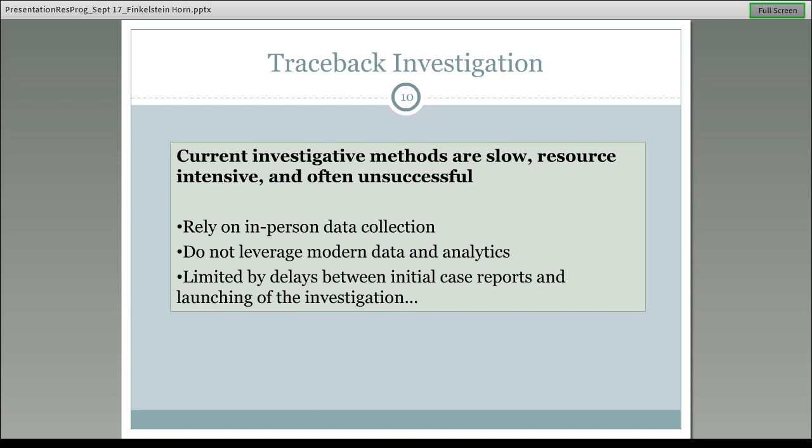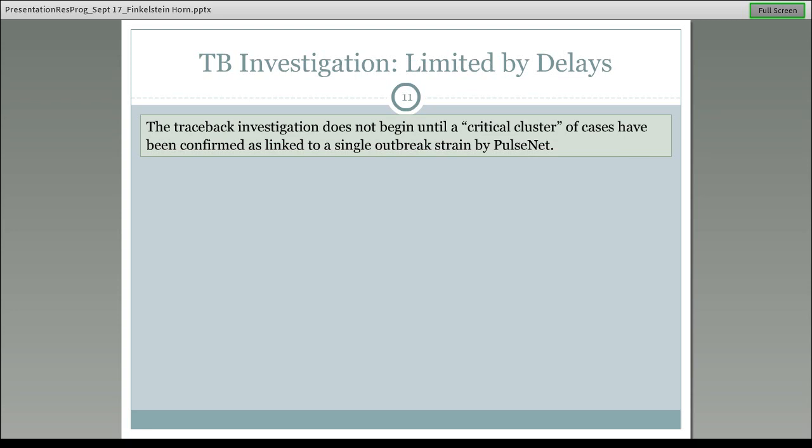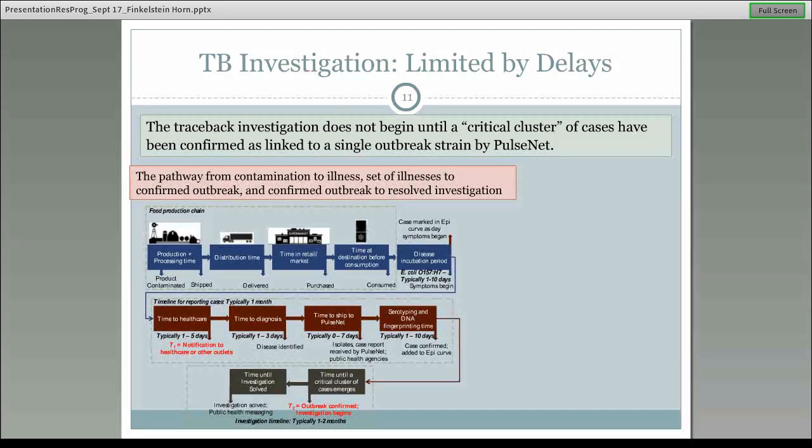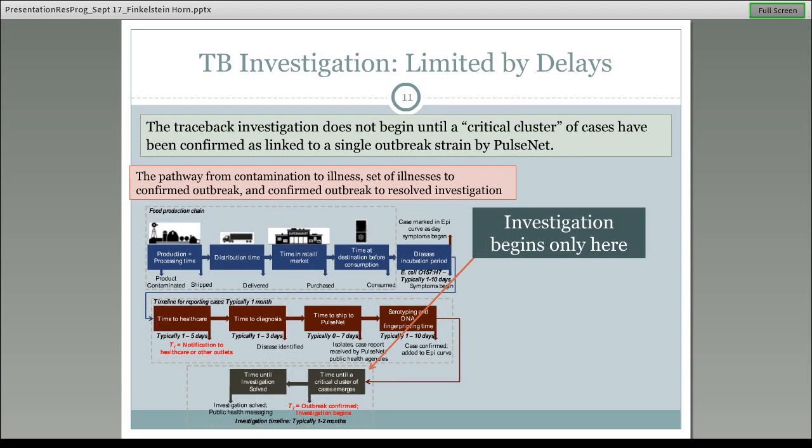So let's talk about that delay a little bit more. The traceback investigation doesn't officially begin until a critical cluster of cases has been confirmed to be linked to a single outbreak strain by the PulseNet laboratory system. So while this is eventually very important, that we are able to confirm that these cases are attached to the same outbreak, this can limit the start date and therefore the resolution date of the outbreak. To illustrate this, this figure shows us the pathway from contamination to illness to confirmed outbreak to resolved investigation, so the entire outbreak timeline. And currently, the investigation only begins, as we said, when this critical cluster of cases has been confirmed through PulseNet. But we believe it could begin earlier.